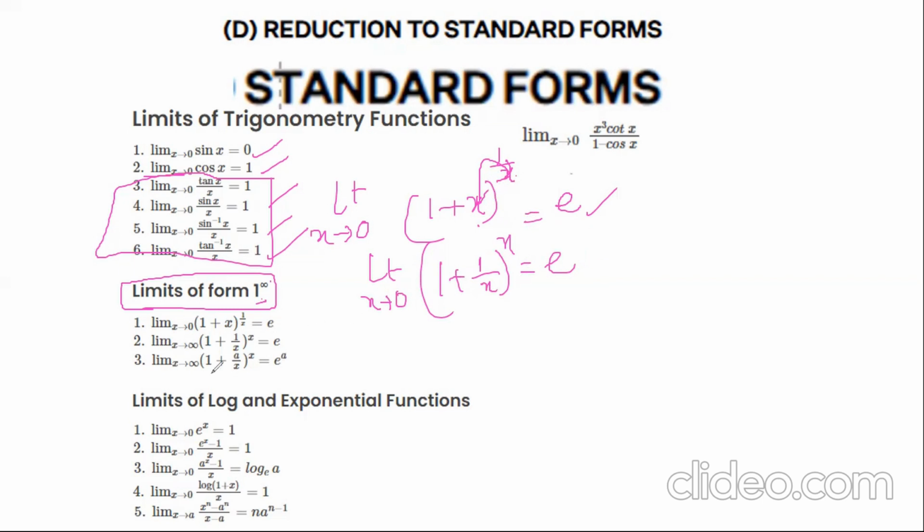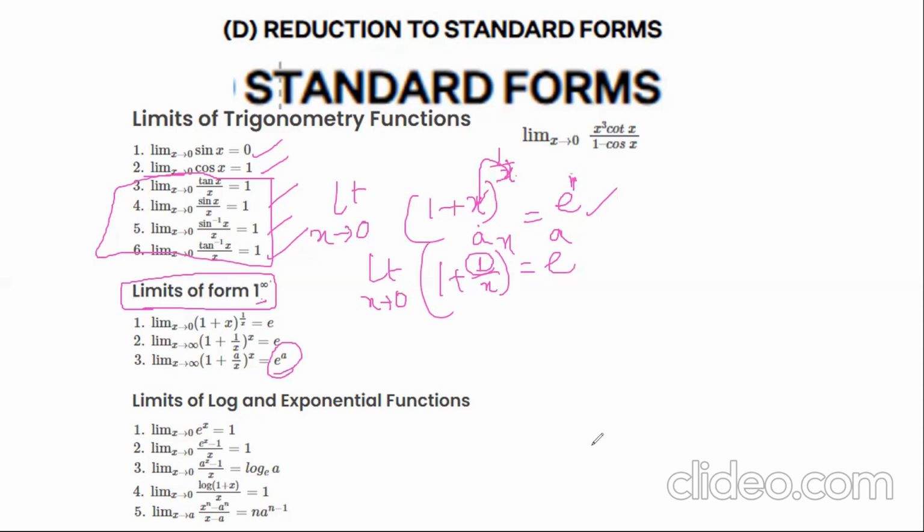Now, limit x tends to infinity, (1 plus a by x) whole power x is e power a. Because you are taking a here instead of 1, that's why you are getting e power a. This is e power 1. Right. Very good. Let us observe some more.